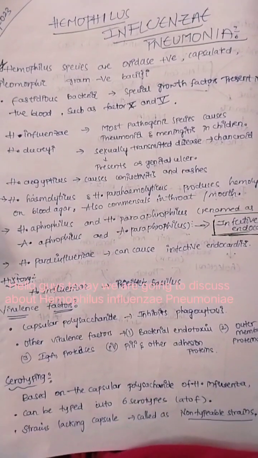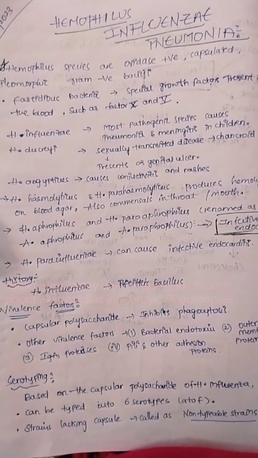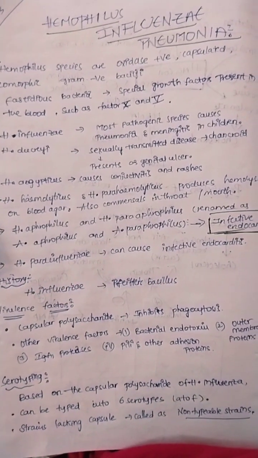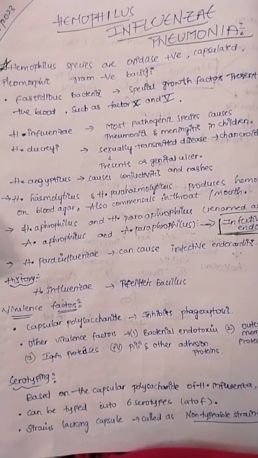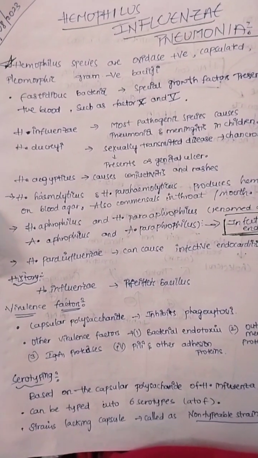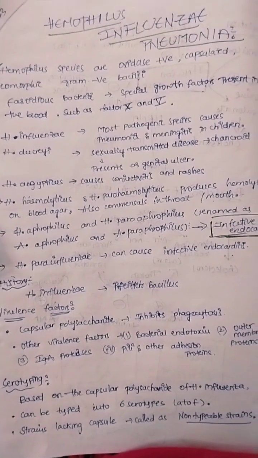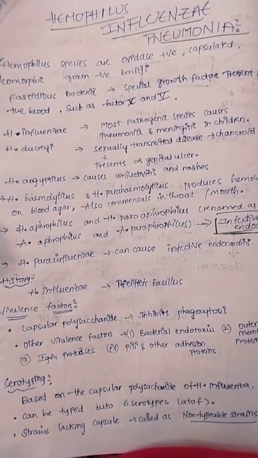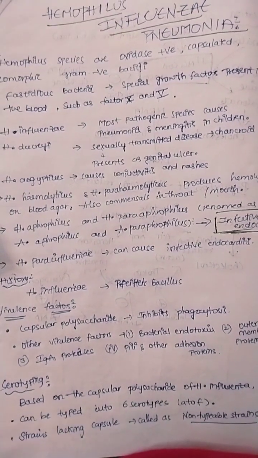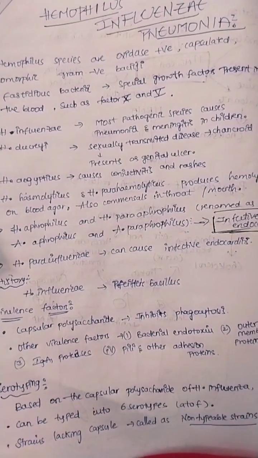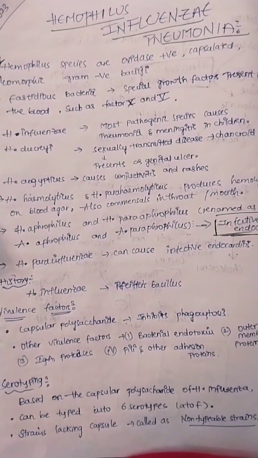Good evening. Today we are going to discuss Hemophilus influenzae pneumonia. Hemophilus species are oxidase positive. They are capsulated; some are non-capsulated. These are pleomorphic, gram-negative bacilli. These are fastidious bacteria. They need special growth factors. These special growth factors are present in blood, such as factor 10 and factor 5.